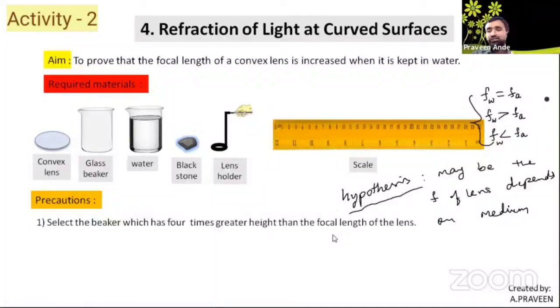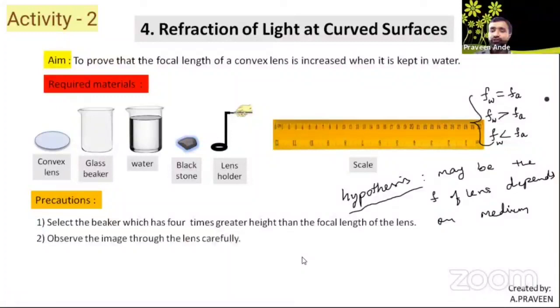One more precaution is the beaker height. The beaker height should be greater than 4 times the focal length of the lens, right? Here, what is the focal length of the lens considered? 30 centimeters. So nearly you require 120 centimeters, or at least 100 centimeters of beaker height, right? The beaker height should be equal to 100 or above 100 centimeters.